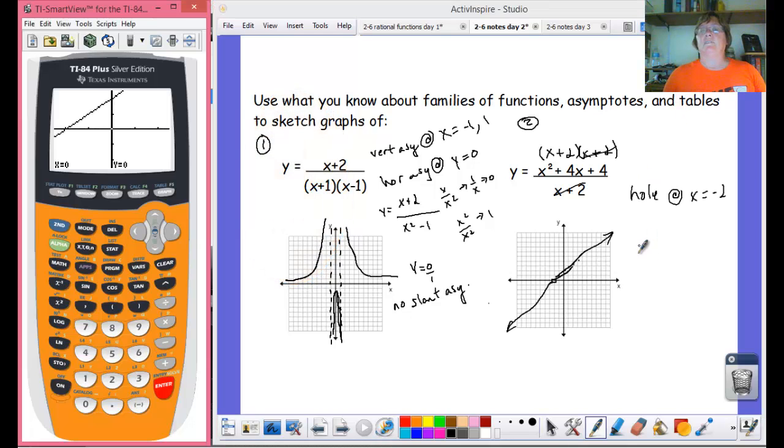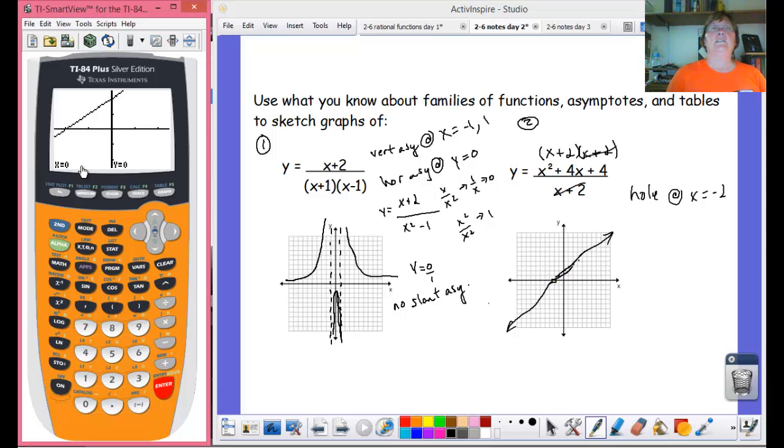Okay, here's my work for the second problem. The top of this one is factorable. In fact, it factors to x plus 2 times x plus 2. So there is a removable discontinuity, or a hole in this one, at the spot where x is equal to -2. Other than that, the graph of this function is going to behave like this line, x plus 2. So I plotted that line, and I showed the hole here.